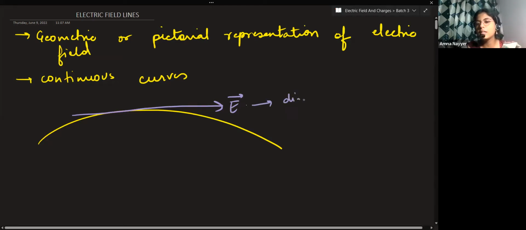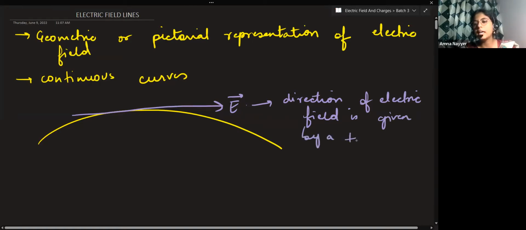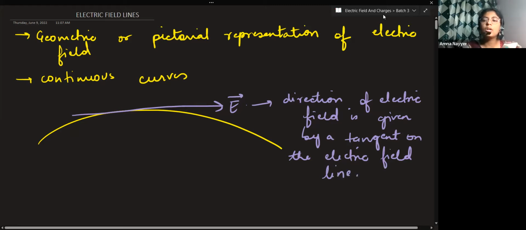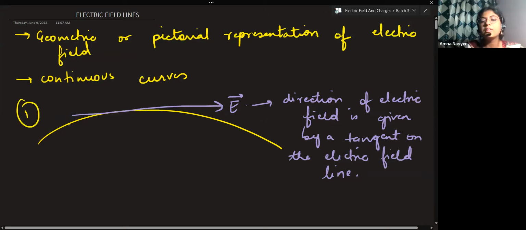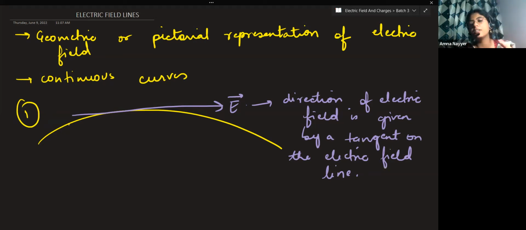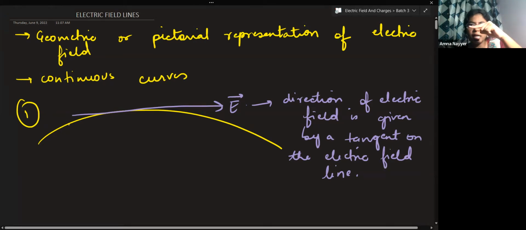So, the direction of electric field is given by a tangent on the electric field line. This is the first property of electric field lines: they are continuous curves, and the direction of electric field is given by a tangent drop. If you drop a tangent, whatever is the direction of the tangent, that will be the direction of electric field.